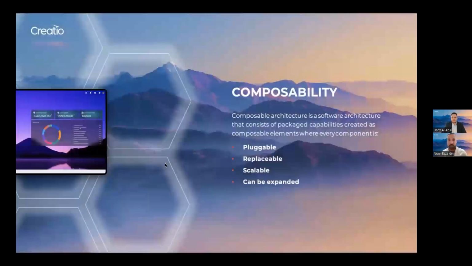So what is composability and what is a composable approach? Composability is a software architecture, and it consists of packaged capabilities created as composable elements. Think of it as Lego blocks, composing all of these blocks together to create your application. Each of these components is pluggable, replaceable, scalable, and can be expanded. So it's no longer one full piece of application that's very hard to customize and requires a lot of resources. No, this application is actually divided into different components and all of these components are composable.